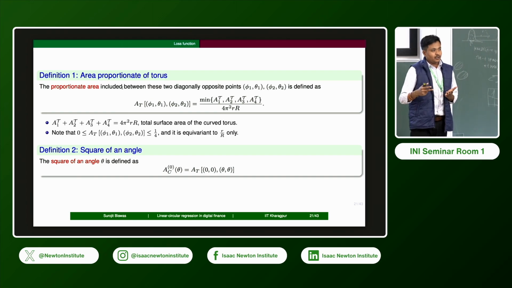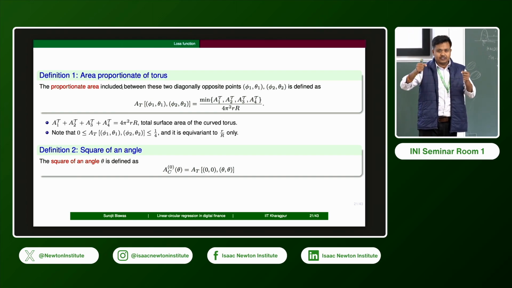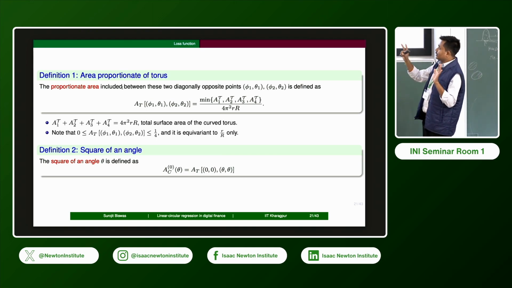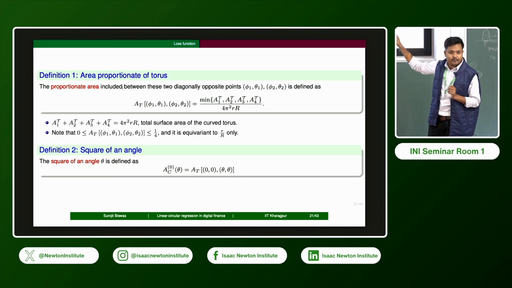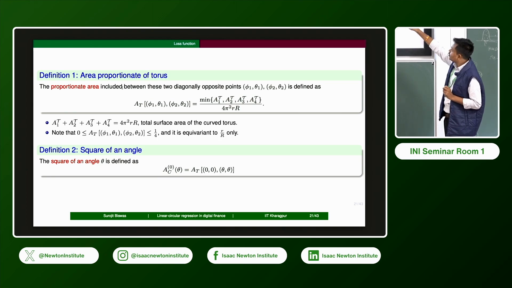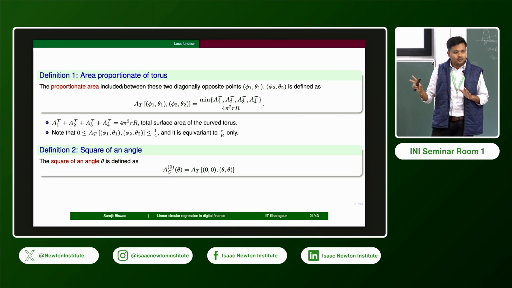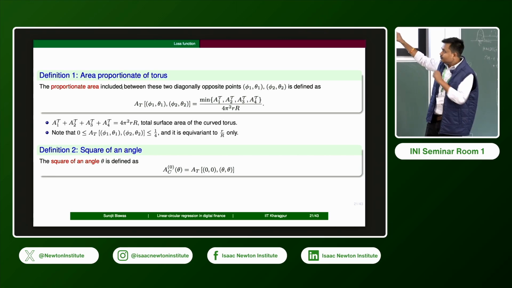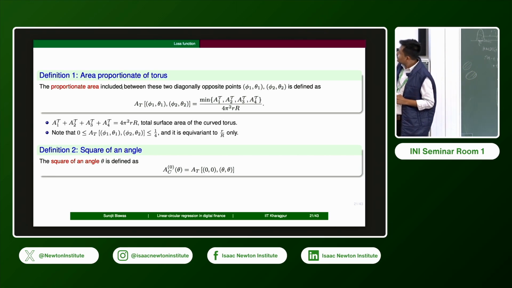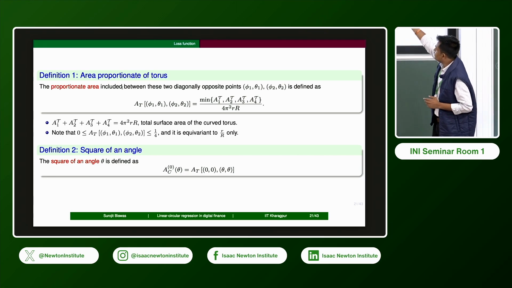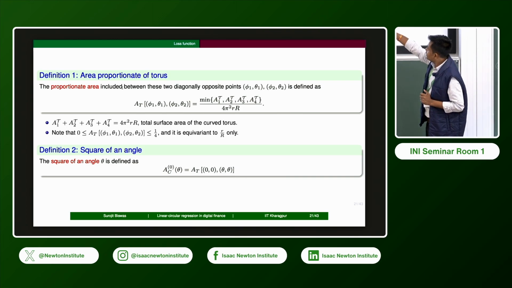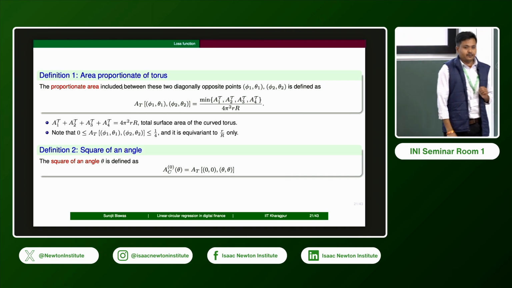But the thing is, equivalently, it is like the geodesic, the shortest length between 2 points on any surface. So like that, we have considered the minimum one and divided it by 4 pi square R r, the entire surface area, so that we can get rid of the capital R and small r. And two observations are, if you sum them up, you get the entire surface area of the torus, and that proportional area is always bounded by 0.25.